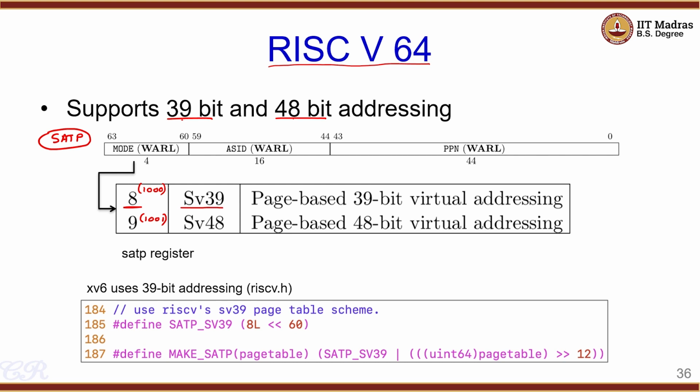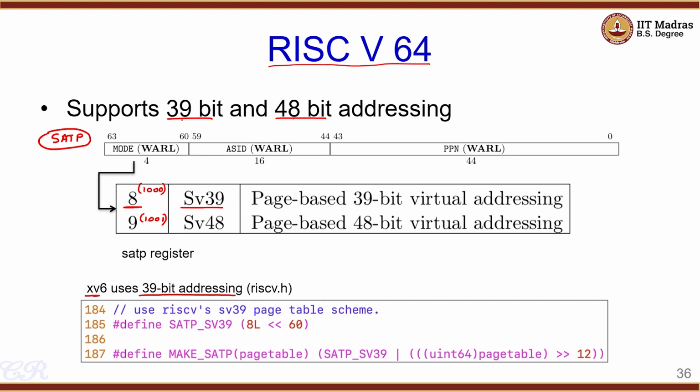So, when a virtual address is sent from the CPU to the memory management unit, the SATP register in the memory management unit is going to be used to identify whether this address is a 39-bit address or a 48-bit address. Okay. Accordingly, the mapping from the virtual to physical address essentially is done. So, in RISC-V, we use the 39-bit addressing, right.